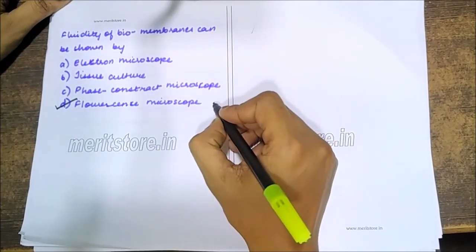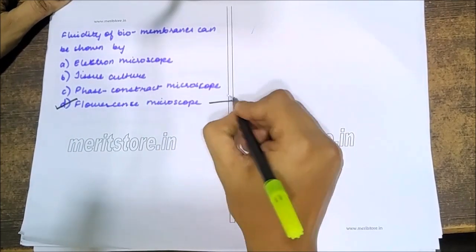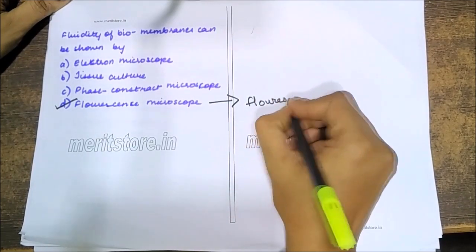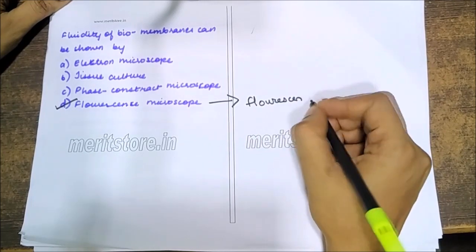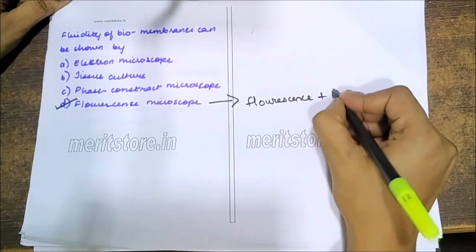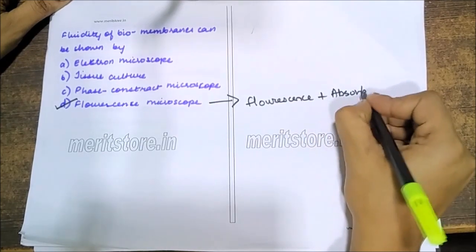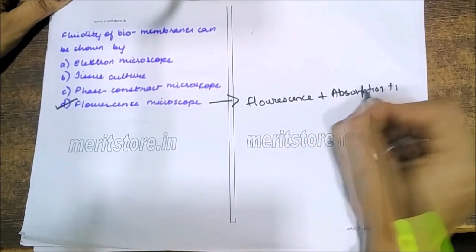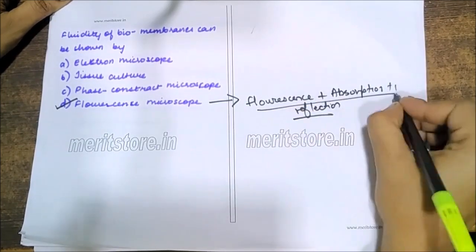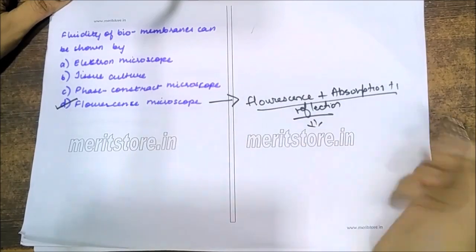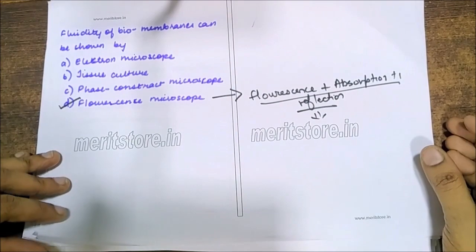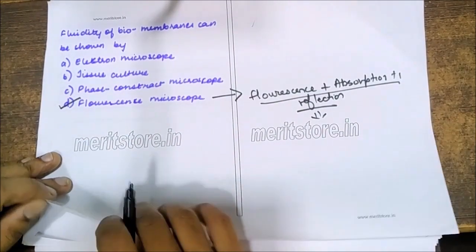See, the resolution power here is very high. Remember, this kind of microscope uses fluorescence phenomena instead of phosphorescence. It uses fluorescence phenomena in addition to absorption and reflection. So we get a better image of fluidity of the biomembrane. So it is seen by fluorescence microscope. Next question.